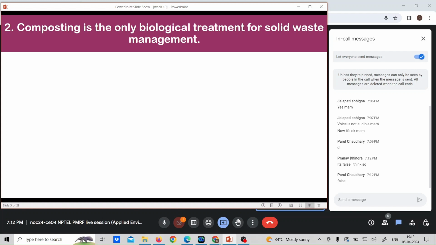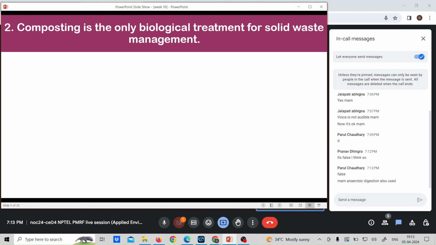Okay. False. Okay, why do you think it's false? Maybe because you know some other treatment technique, right? Anaerobic digestion. Okay, rightly mentioned. It is a false statement. Basically, for the treatment of solid waste, we go for two options in biological treatment, which is composting, or anaerobic digestion.